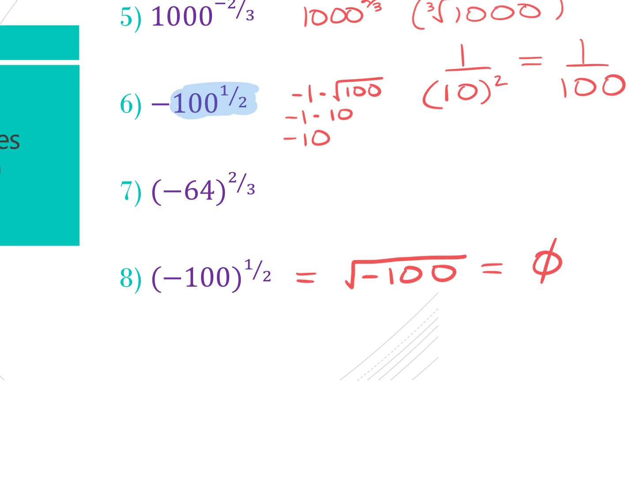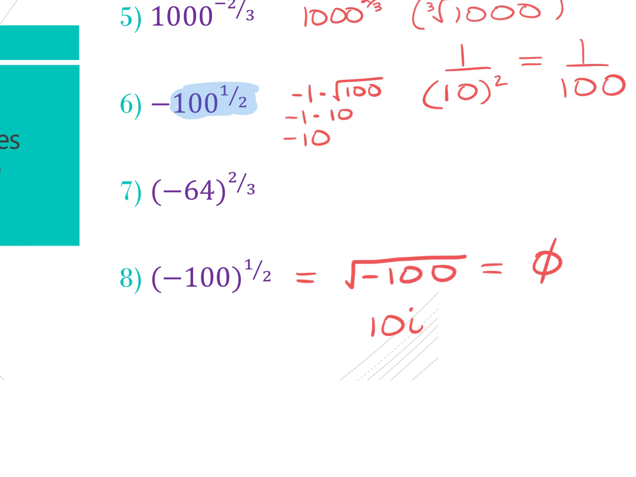Coming up later in the course, we're going to learn how to square root negative numbers, and that's going to give us an imaginary number, and we're going to include the letter i. So later on, what this will actually give us is 10i. However, for right now, until we learn about imaginary numbers, if I ask you to find the square root of a negative number, you tell me no solution. You can find the cube root of a negative number, but not an even root of a negative number.